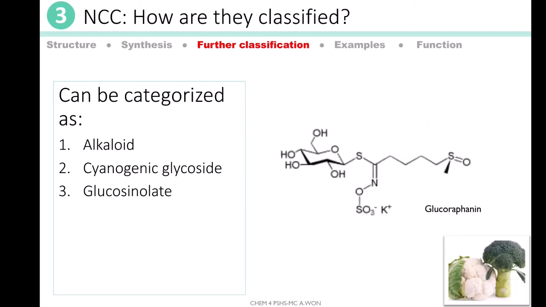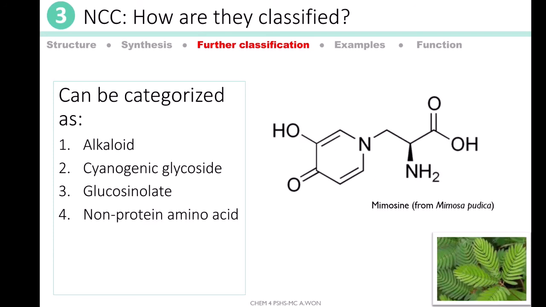Okay, next, glucosinolates. Glucosinolates contain nitrogens as well as sulfur atoms. Next, non-protein amino acids. The characteristic structure of amino acids have NH2 and carboxylic acid bonded to one carbon. So you can see there is a chiral carbon bonded with NH2 and COOH in our example.